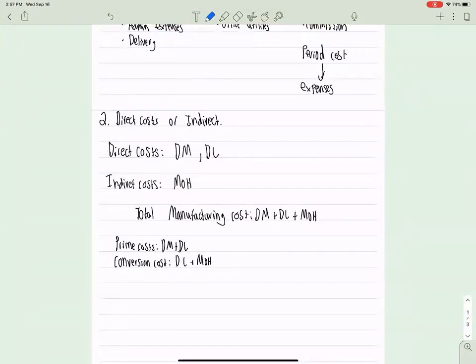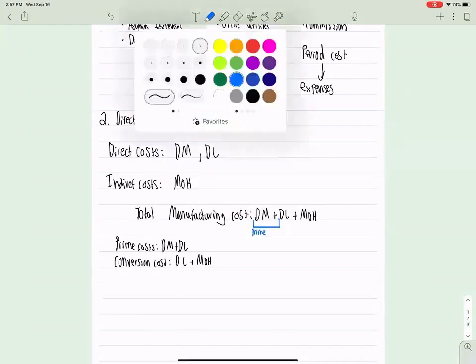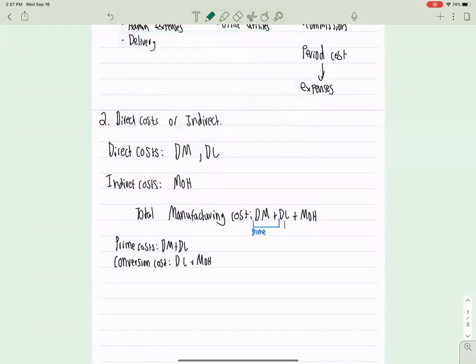So look at this. First off, let's make a little grid over here. DM plus DL, that's prime. You see how the left-hand side is the prime, and then the right-hand side is the conversion. I always say left-hand side of the equation, DM plus DL, is prime cost, and the right side, DL plus MOH, is conversion cost.